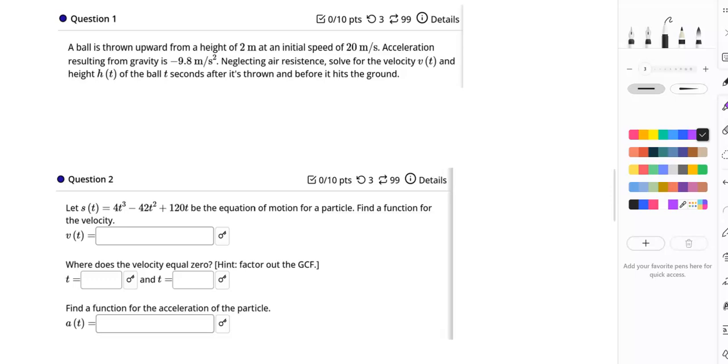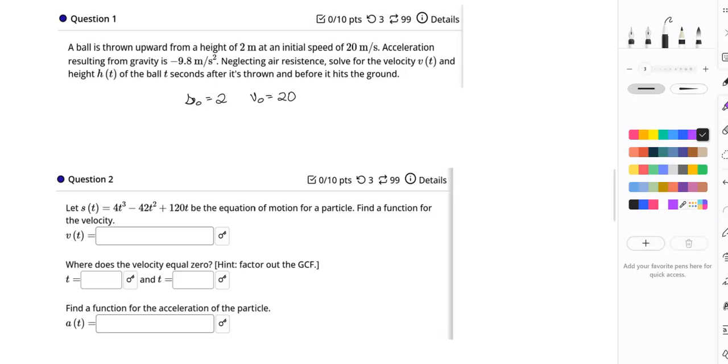We have a ball that's thrown upward from a height of 2 meters at an initial speed of 20 meters per second. So that initial height is 2 and the initial speed is 20. Acceleration resulting from gravity is negative 9.8 meters per second squared. If we ignore air resistance, we want to find the velocity and the height of the ball 2 seconds after it's thrown, before it hits the ground.